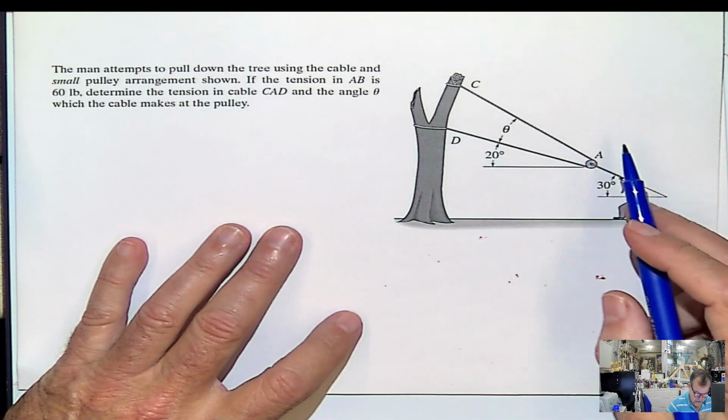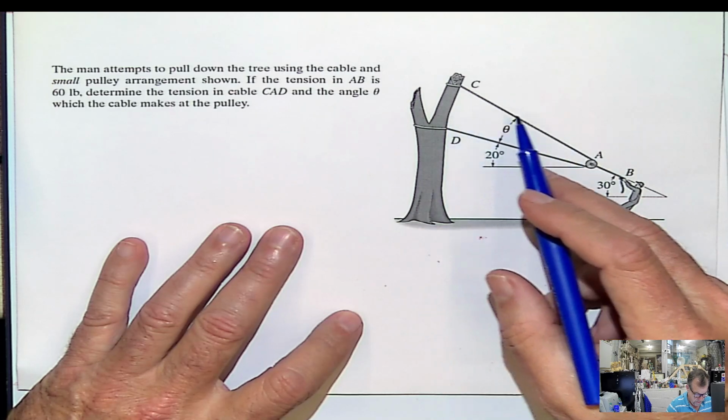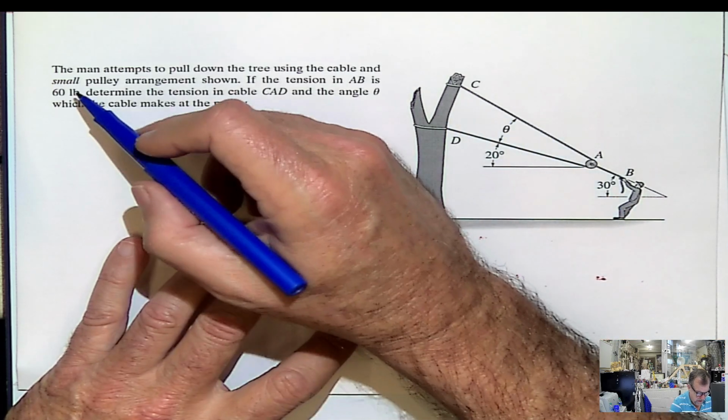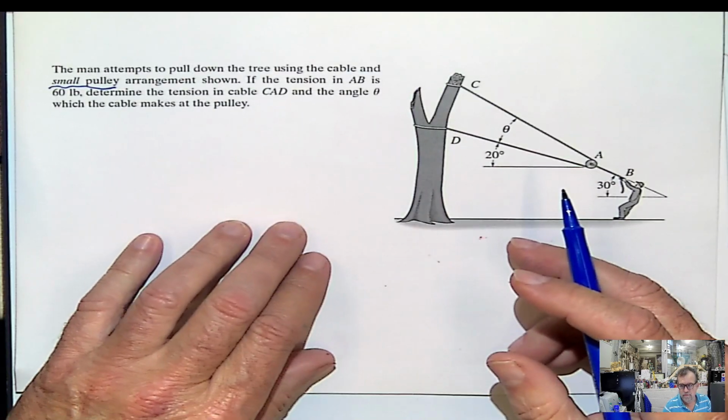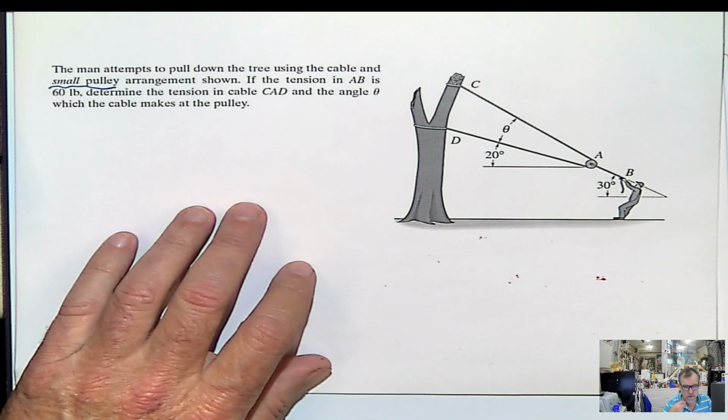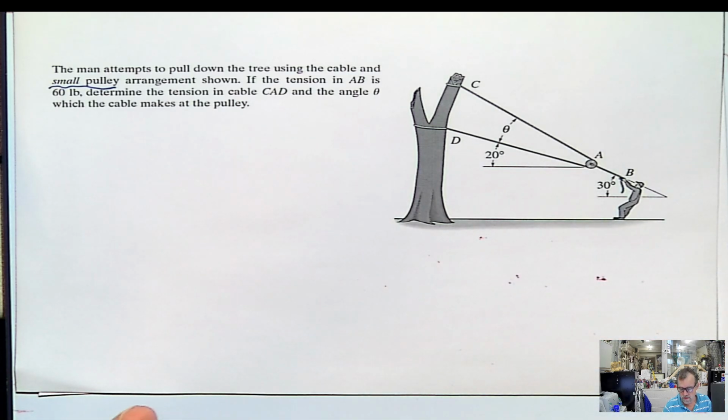The man attempts to pull down the tree using the cable and a small pulley. Small pulley is a synonym for frictionless pulley. And by the way, the majority of the problems that we are dealing with are frictionless pulleys. That's it.